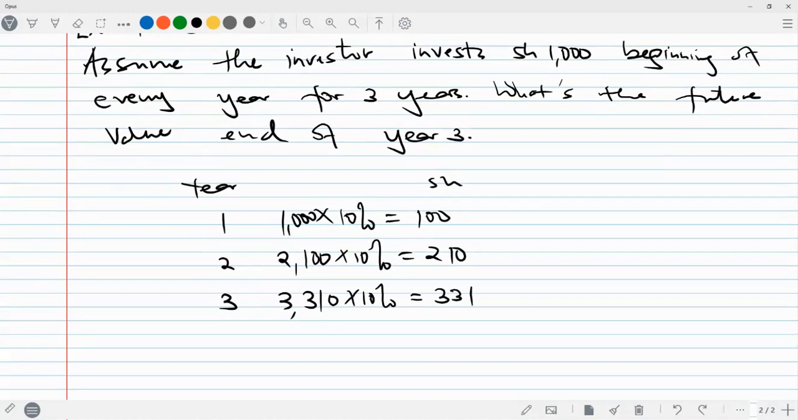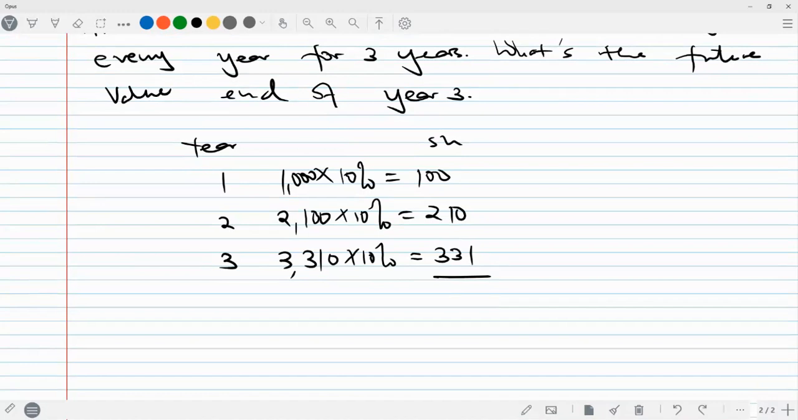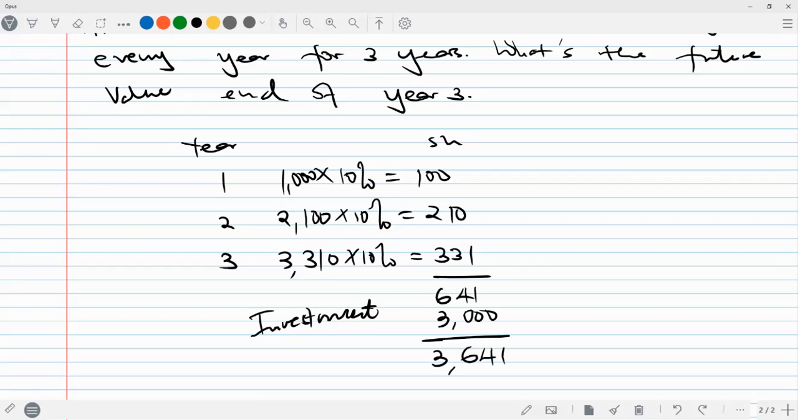Therefore, the total interest you earn over those 3 years is how much? 641. You earn 641 as the total interest over those 3 years. Don't forget your investment is equal to 3,000, isn't it? Yes. Okay, so plus 3,000 gives the total investment value of 3,641 shillings. Okay. Clear?